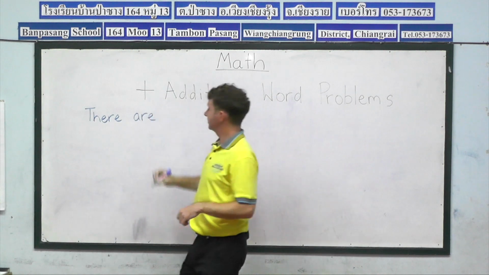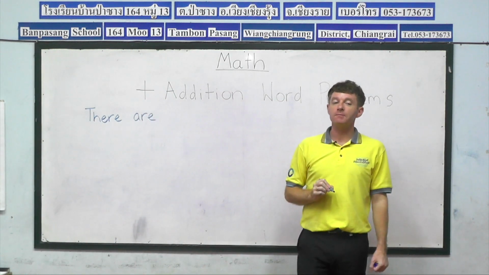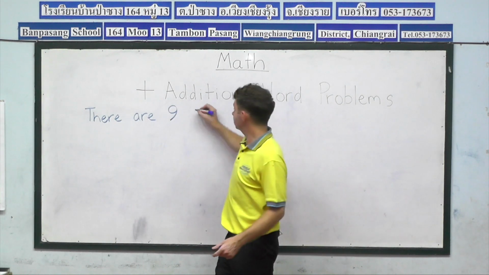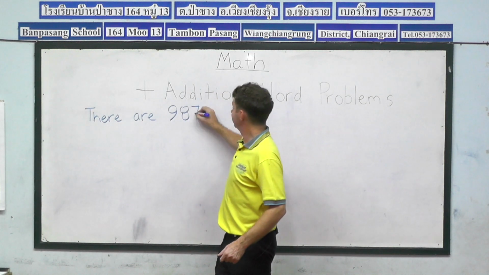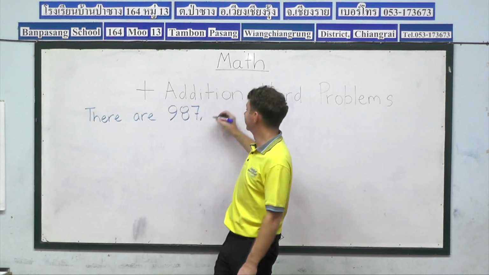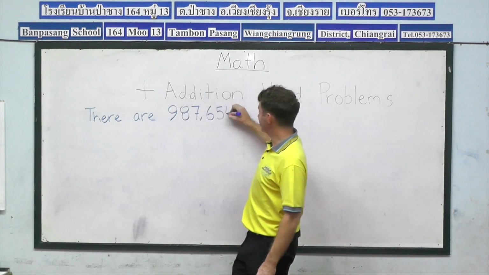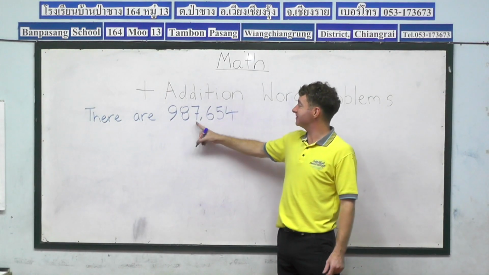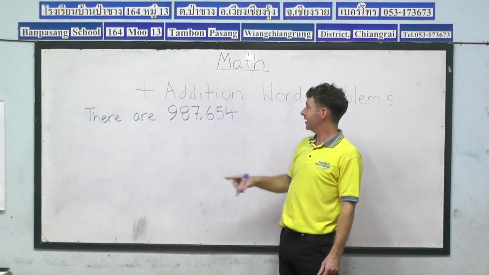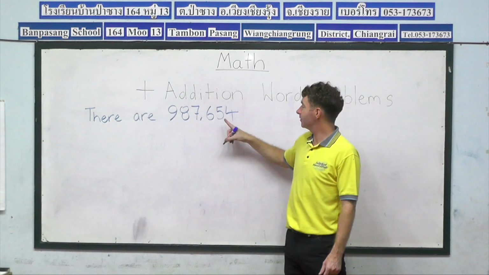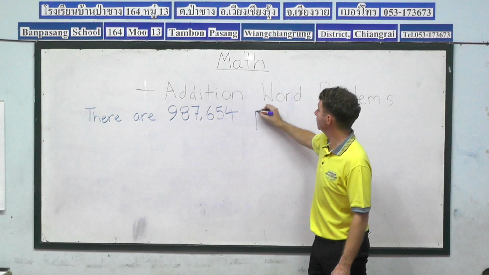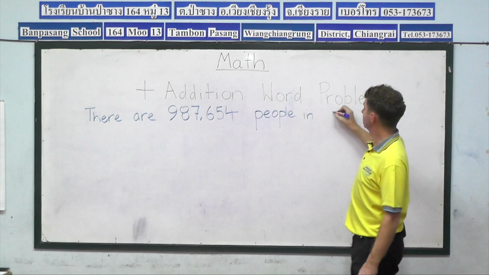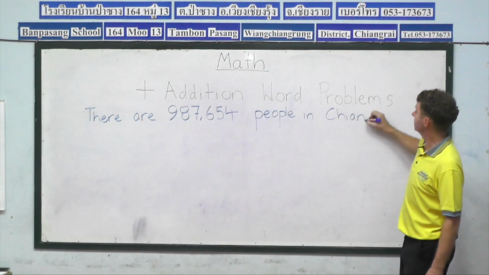There are, now, some numbers again, please, guys. 9. Nice big number to start. 9, 8, 7, 5, 4. Okay, that's okay. There are 987,654 people in Chiang Mai. Yes.